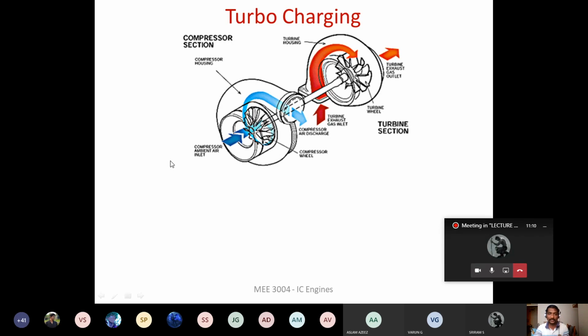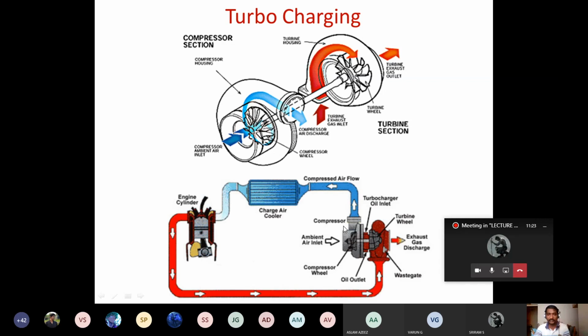When the compressor spins, it is going to take air from the atmosphere and increase the pressure of the air, and the high pressure air is delivered into the engine cylinder for combustion. So this we know. This is a complete schematic diagram representing the turbocharged engine. This is the engine. From the engine, the products of combustion drive the turbine wheel, which is connected to a compressor. The compressor will receive air from the atmosphere, and the compressed air is supplied to the engine cylinder for combustion.